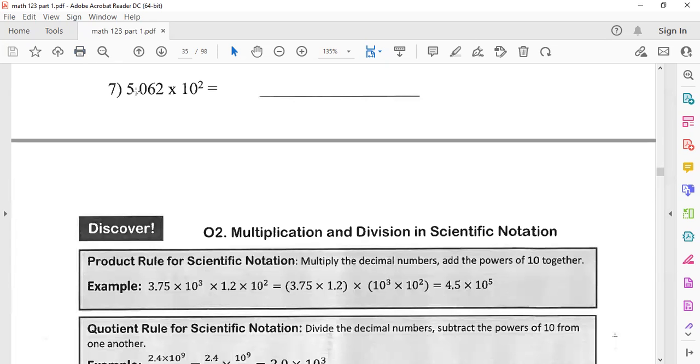Number 7 would be 506 and 2/10, so it's just moving 2 places to the right.